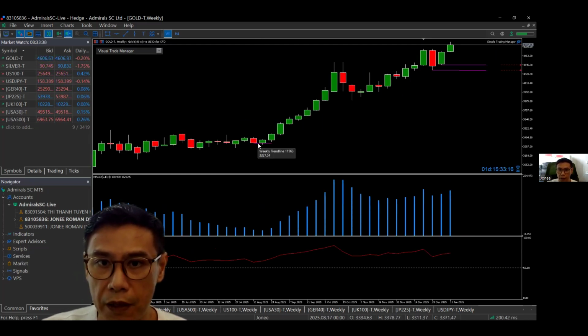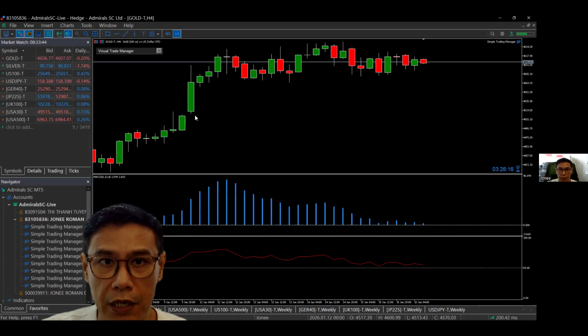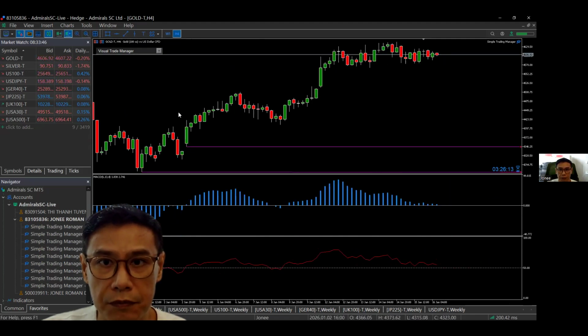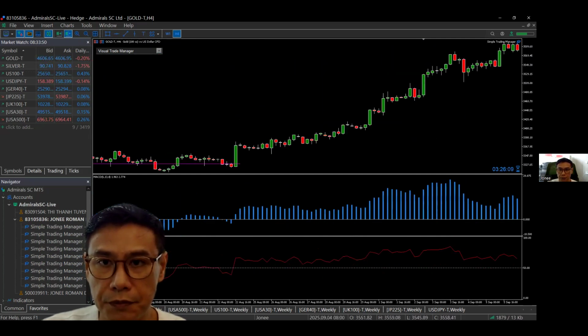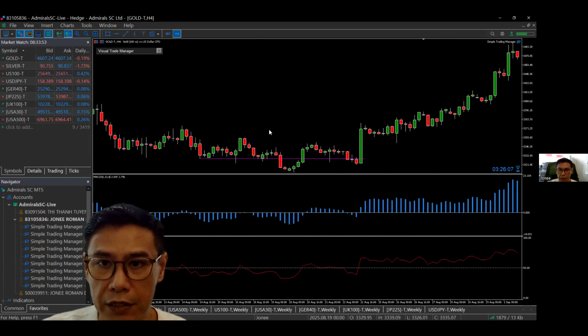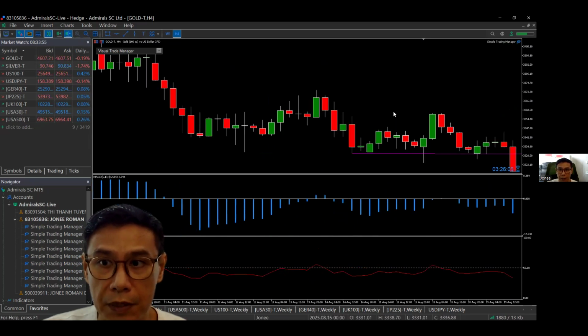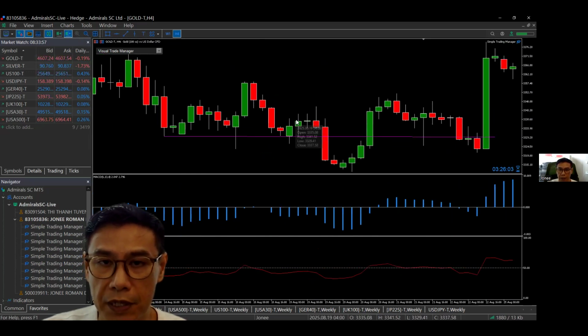At this point, we have reached this previous weekly low. We drop down to H4, and from H4, we're going to look for that line that we drew. It's right here. Let me make that line larger for everybody to see.